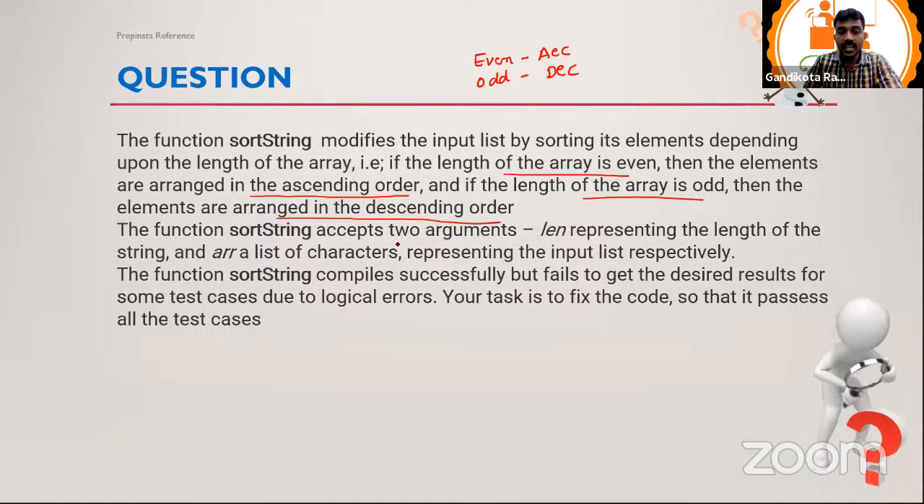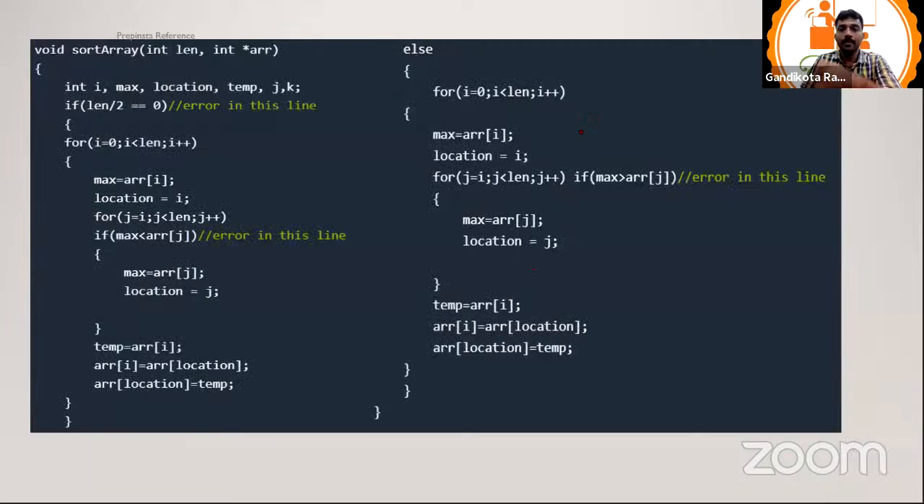The function sort accepts two arguments. The first argument, len, represents the length, and the array is the second argument, the array of elements, right? So this is the code. Please go through the code carefully.